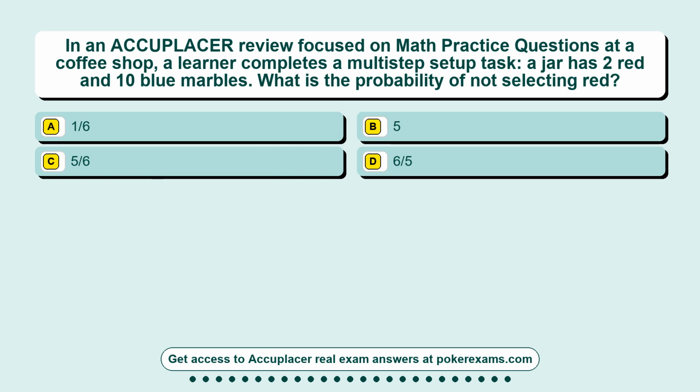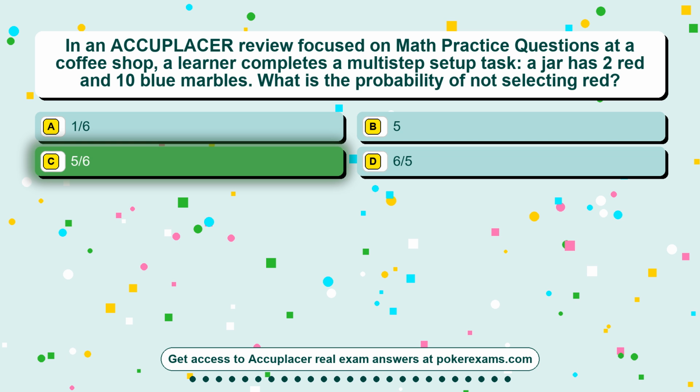Question 18. In an Accuplacer review focused on math practice questions at a coffee shop, a learner completes a multi-step setup task. A jar has 2 red and 10 blue marbles. What is the probability of not selecting red? Option A, 1/6, option B, 5, option C, 5/6, option D, 6/5. The correct answer is option C, 5/6.